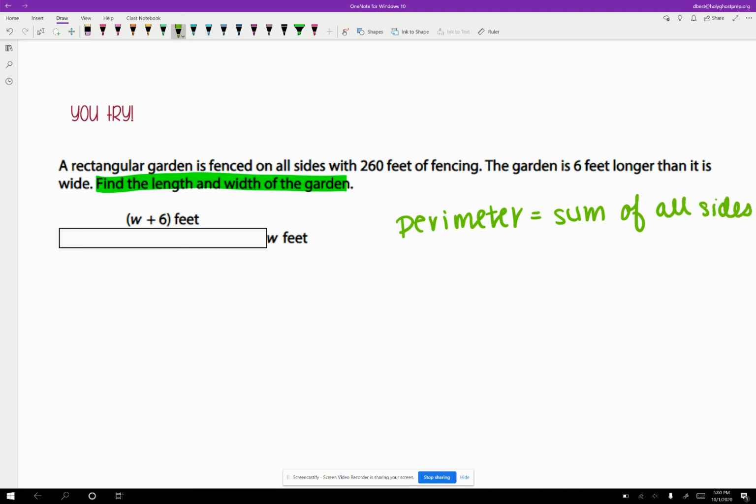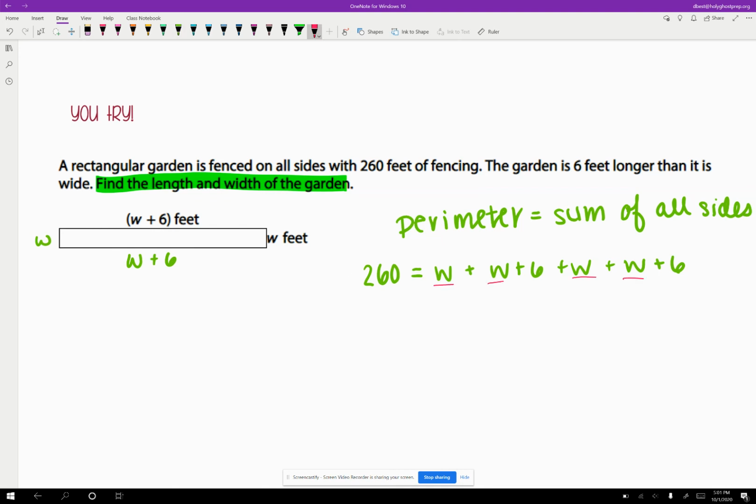In my diagram here, I only have 2 of my sides labeled, but the width is going to be a W on the other side, and the length will also be W plus 6. So if I'm setting my whole thing equal to 260, which is the perimeter, 260 is the sum of all the sides. So I have W, a W plus 6, another W, and another W plus 6. Now you take over and try to solve.